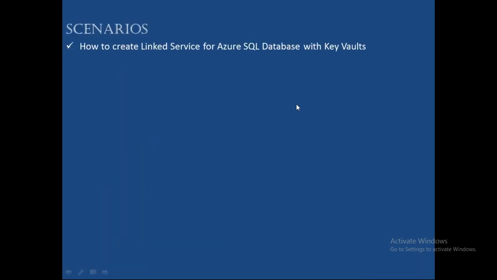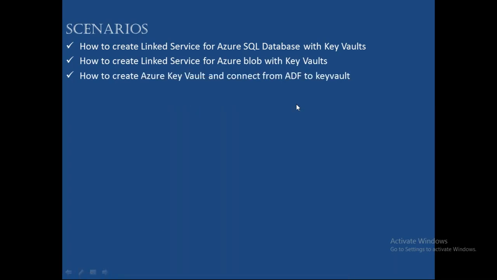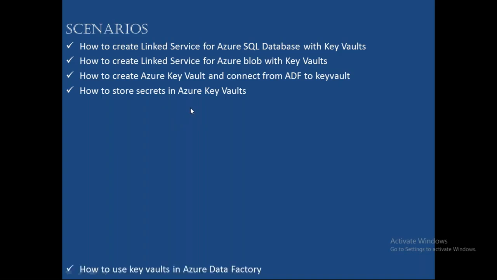Now, let's say scenarios. How to create a linked service for Azure SQL database with Key Vault, we are going to see how you can create. How to create a linked service for Azure Blob with Key Vault, we are going to discuss. Then how to create Azure Key Vault itself. And first thing, if you want to use Azure Key Vault in Data Factory, you need to connect to the Azure Key Vault from ADF. We are going to see how to connect from ADF to Key Vault. Then we are going to see how to store secrets in Azure Key Vault. Let's say you have a username and password, those things you want to store in Azure Key Vault. How you can store these things.